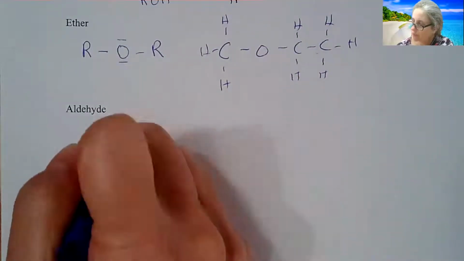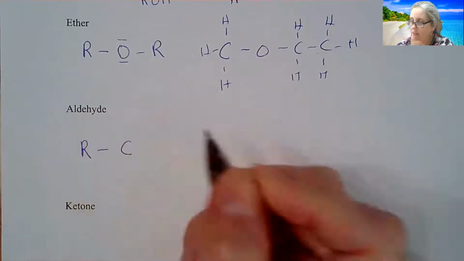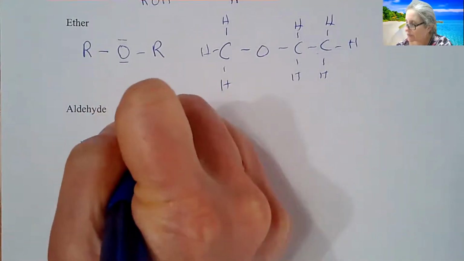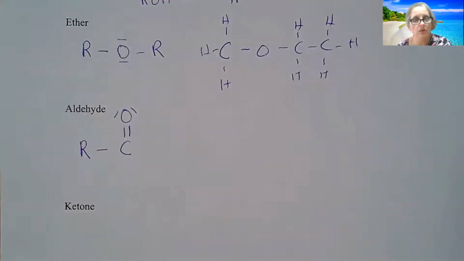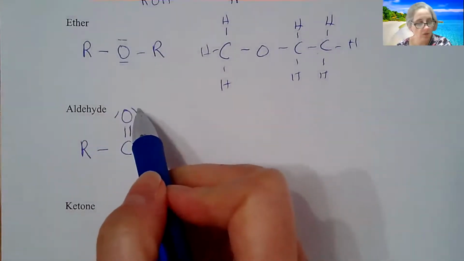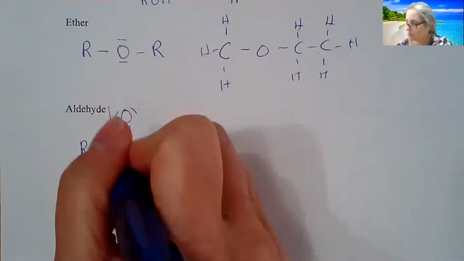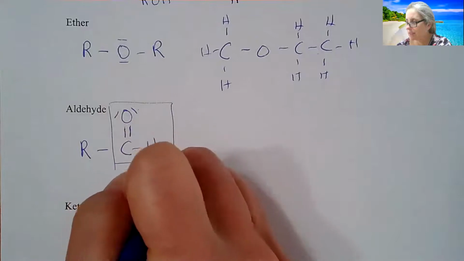Aldehydes, again, an R group, you have a C, then this is where you start to see what we call a double bond oxygen. So carbon is double bonded to an oxygen. Here are the 2 lone pairs. And then this carbon has a hydrogen. So because of this setup, it's what we call an end group.